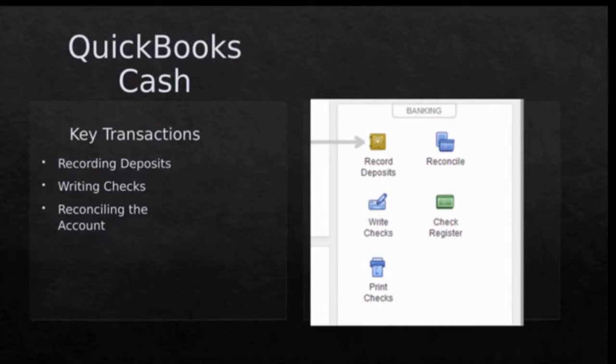The key things you'll usually be able to look at are the deposits that get recorded, any checks that were written, and then you should be able to get any kind of reconciling of those accounts and reports that you want. So this is the flow that QuickBooks usually presents when it opens up.